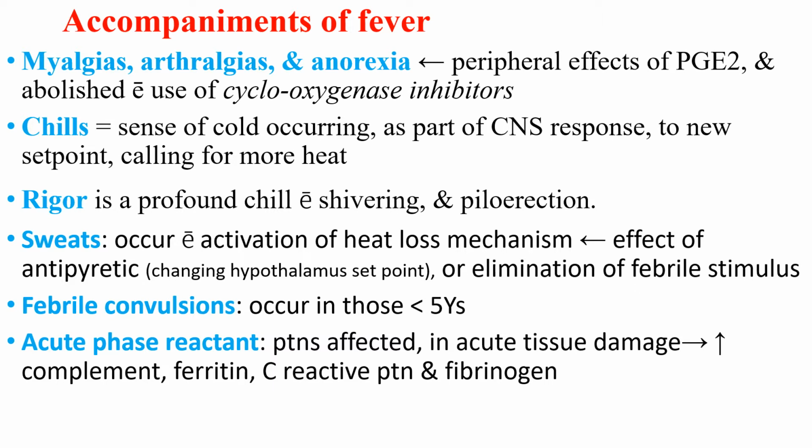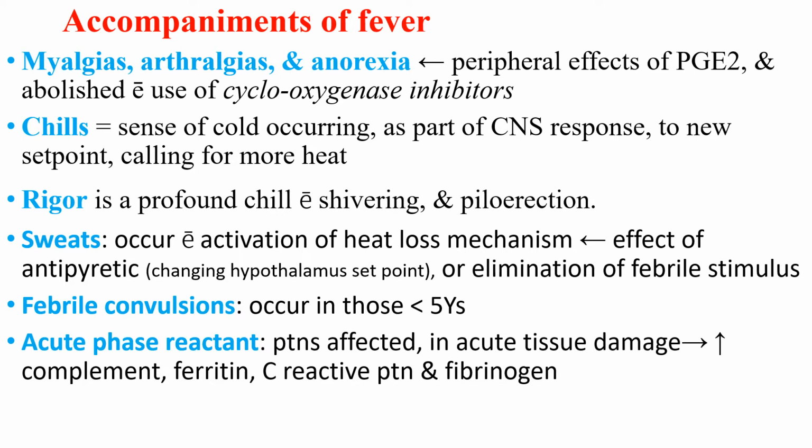Even we refer to it in special epidemiology as constitutional manifestations. These come with fever, myalgia, arthralgia, and anorexia, which are peripheral effects of prostaglandin, abolished with use of cyclooxygenase inhibitors. We'll talk about this drug.